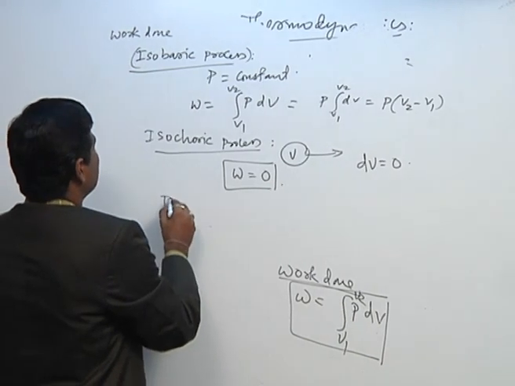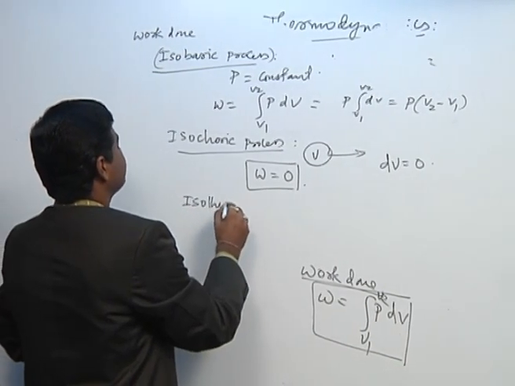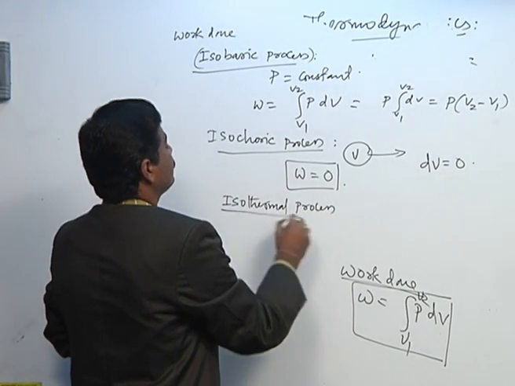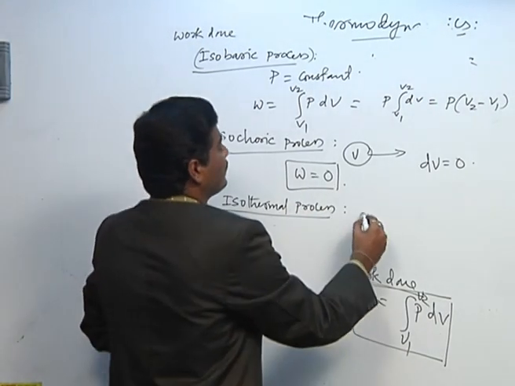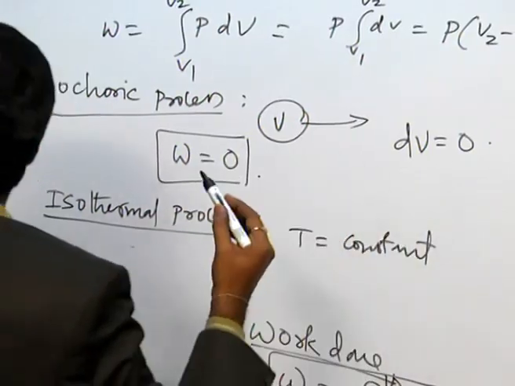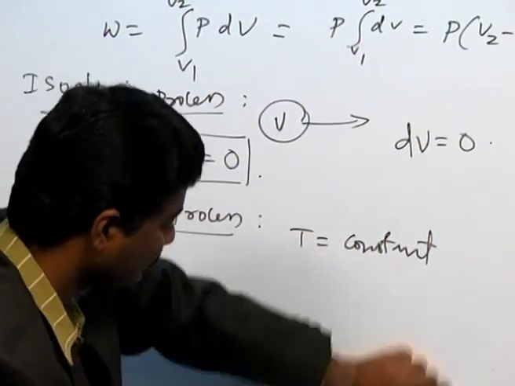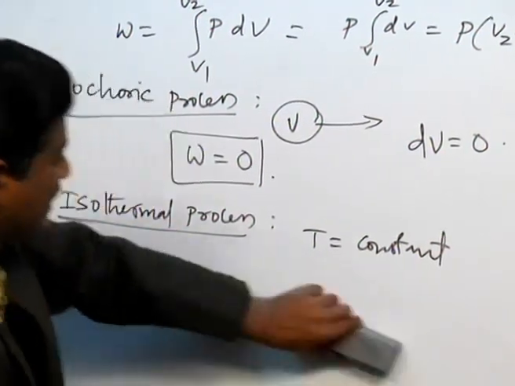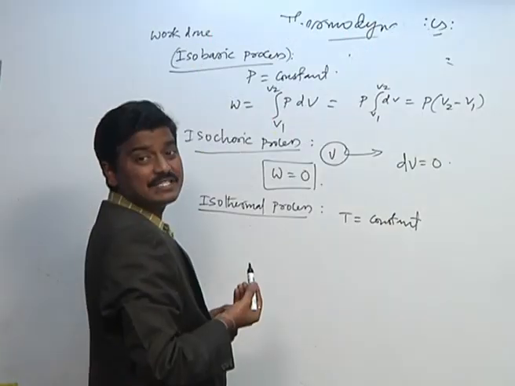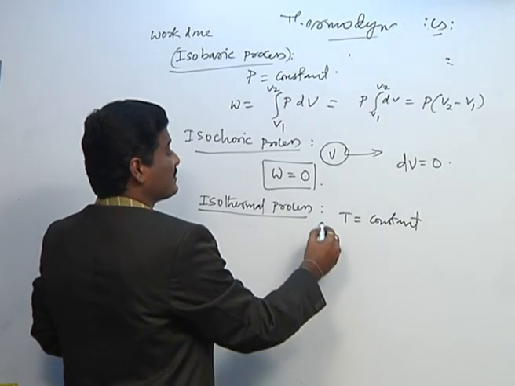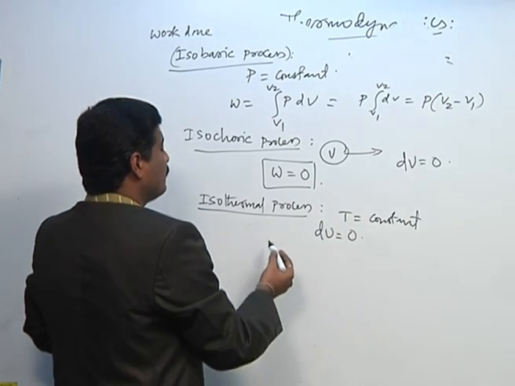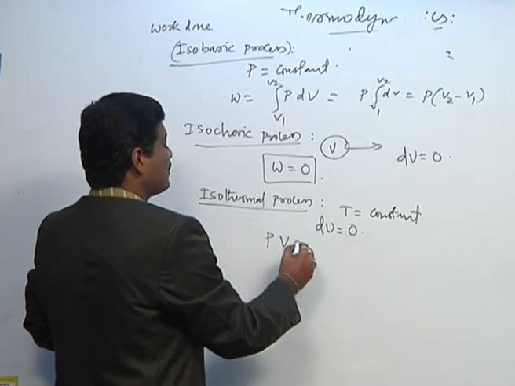After that, isothermal process. Here, temperature is constant. Last class we discussed that internal energy is a function of temperature. If the temperature is constant, internal energy is constant. Therefore, in this process, dU is equal to 0. If the temperature is constant, we know PV is equal to constant.